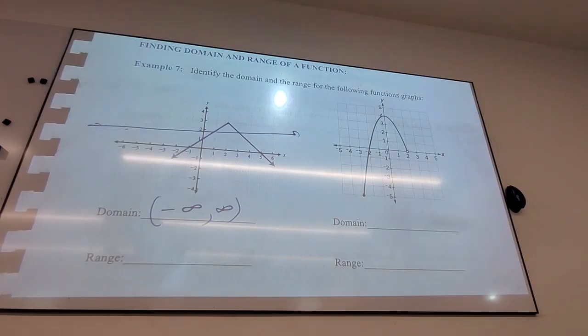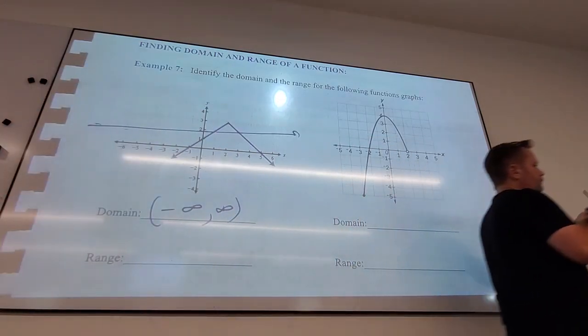So don't put a bracket on infinity. Don't put an infinity on a number line. Because then you're like, how did you get past infinity? How did you get to infinity? Holy shit. Okay. What about the range?